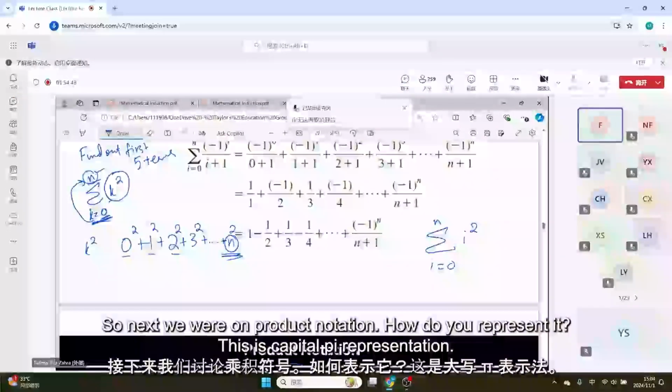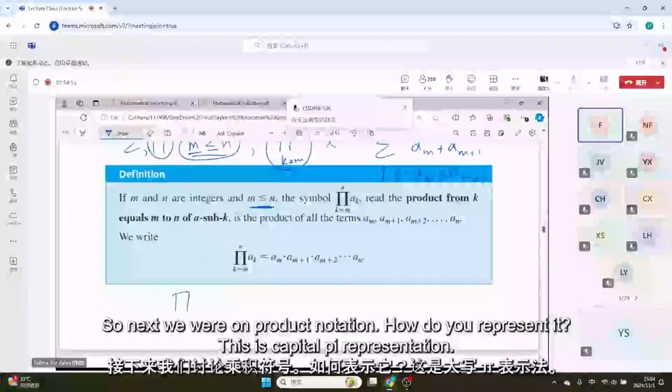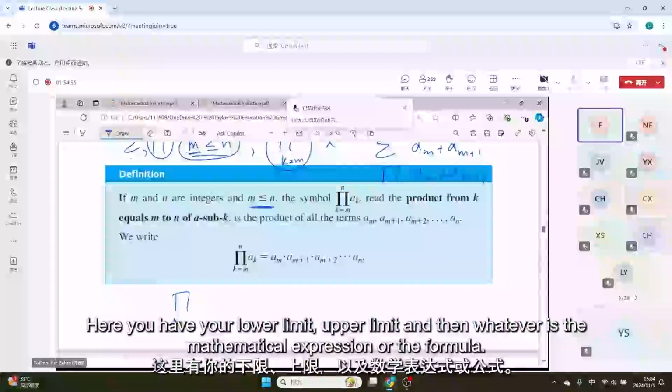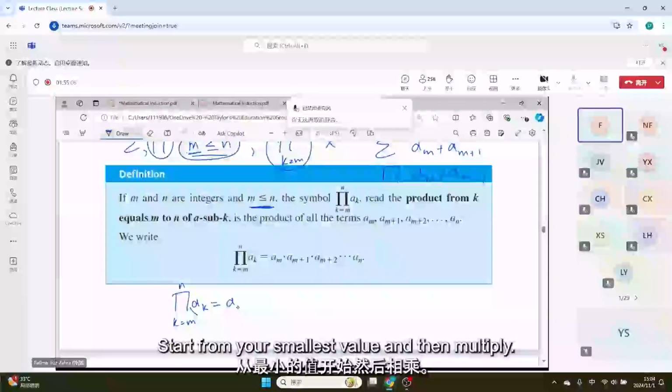So next we were on product notation. How do you represent it? This is the capital Pi representation. Here you have your lower limit, upper limit, and then whatever is the mathematical expression or the formula. And how do you represent it generally? Start from your smallest value here and then multiply.